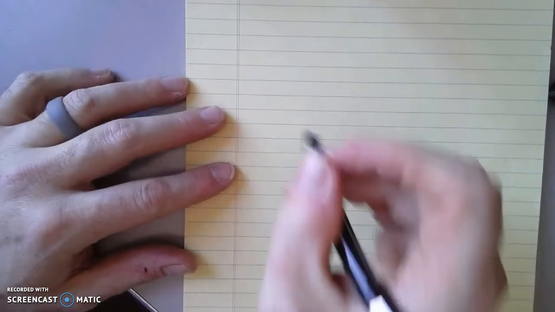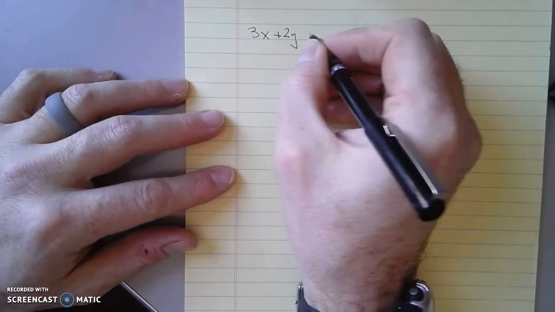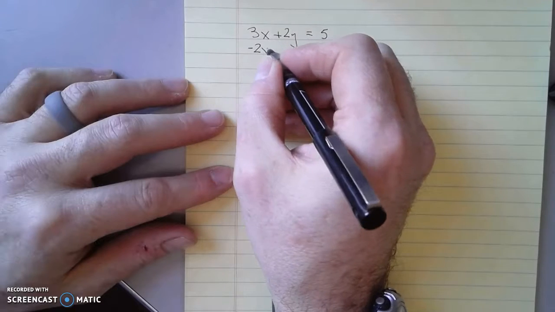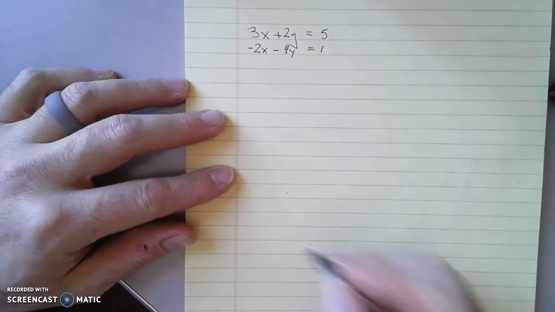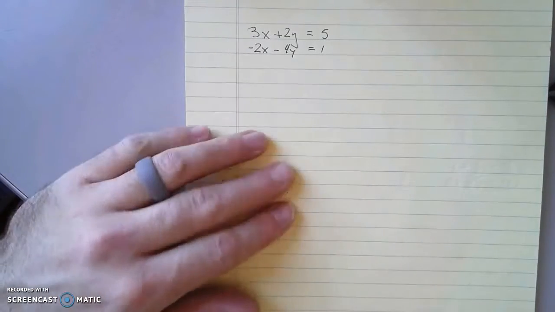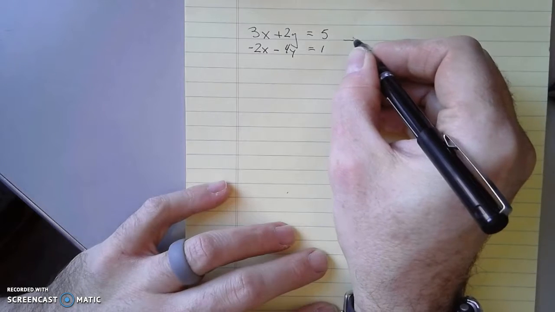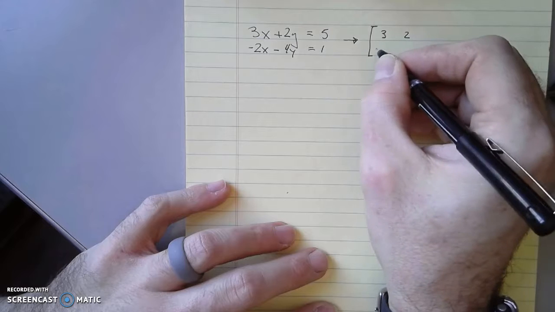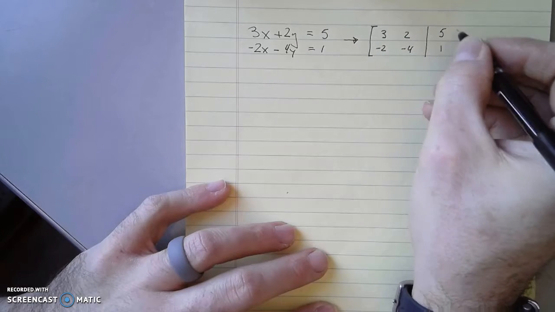This second example, we're just going to move a little quicker. So suppose we have 3x plus 2y equals 5 and negative 2x minus 4y equals 1. We want to solve this through this method. Right, so first step, we're going to make an augmented matrix. 3, 2, minus 4, 5, 1.